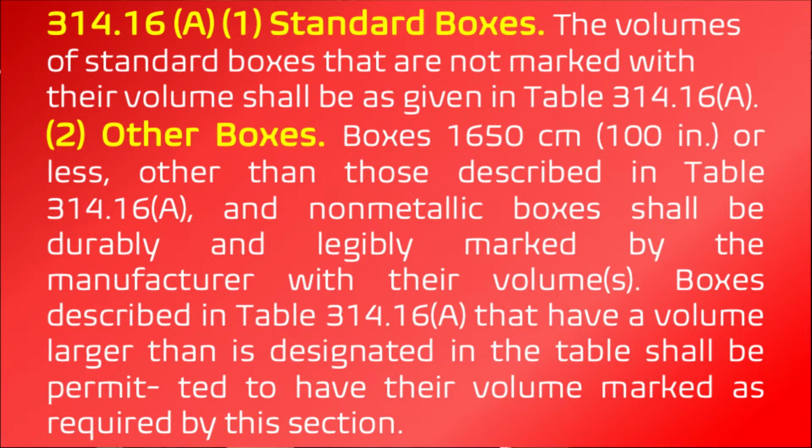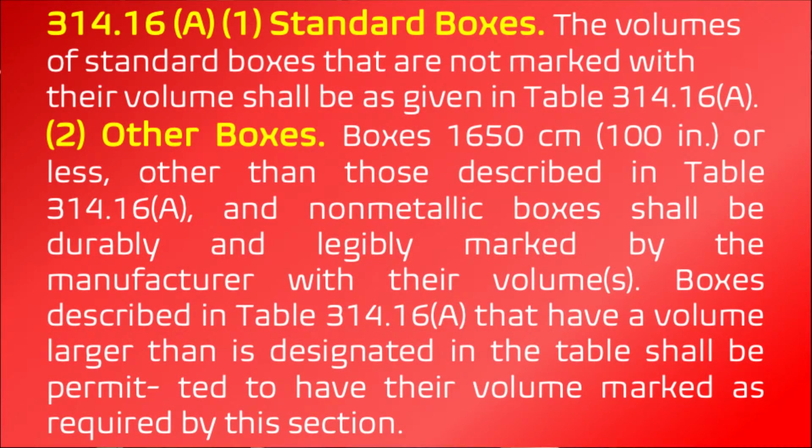So the volumes of standard boxes that are not marked with their volume shall be as given in Table 314.16(A). You can look in your code book at 314.16(A), and it will definitely give you a lot of the different volume allowances for 4 square boxes, octagon boxes, and the like. I think some masonry boxes, anything metal. But like I said, what we'll be dealing with is non-metallic boxes, and those will be marked inside the box.